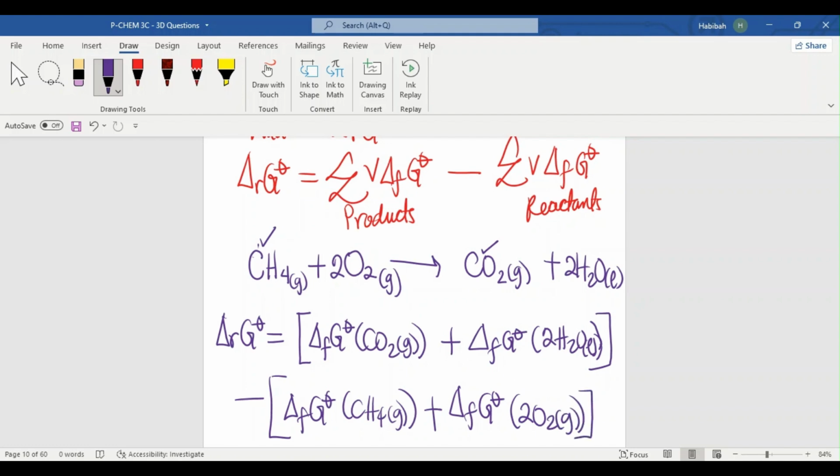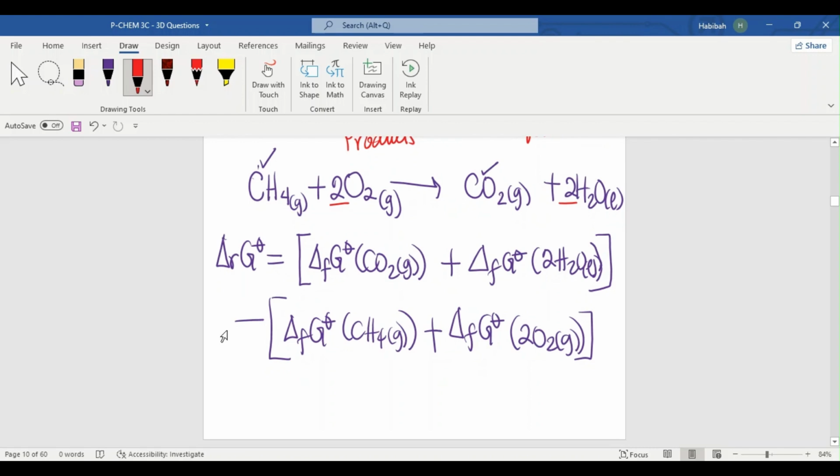Now, I want to quickly mention something very important. You see this v here and this v here; they represent the coefficients of the product and reactant compounds. In this case, the coefficient for CH4 is 1, the coefficient for CO2 is 1, but the coefficient for both O2 gas and H2O liquid is 2. So we have to take that into consideration, meaning we have to rewrite our formula to take that information into account.